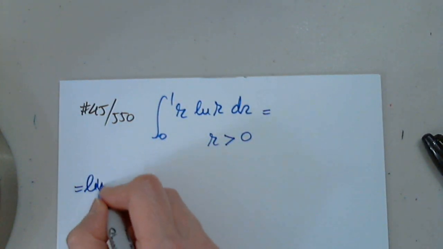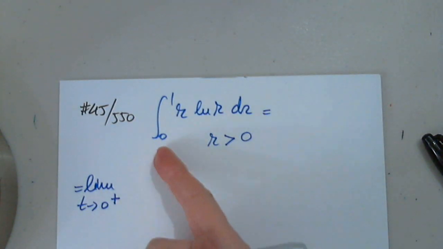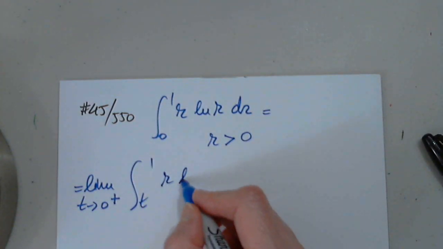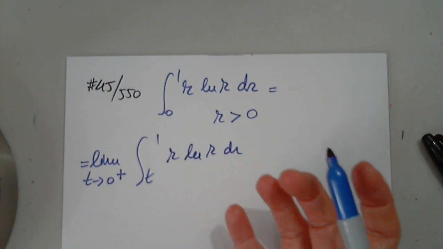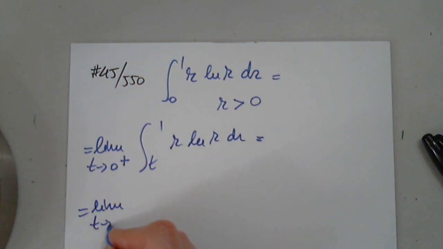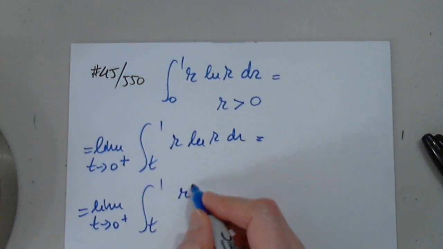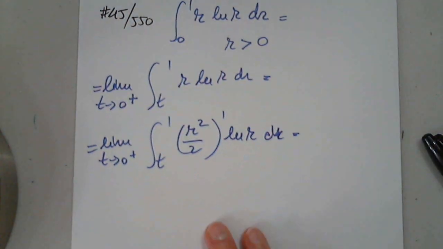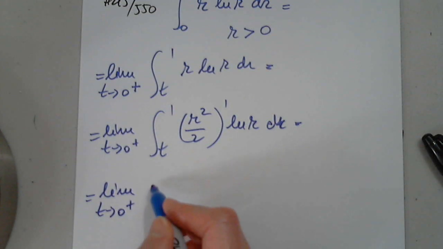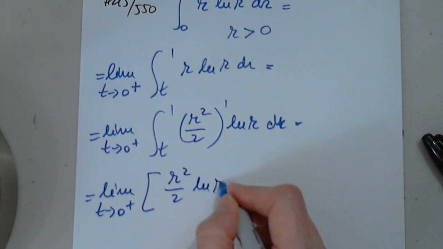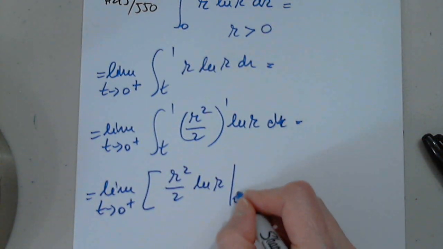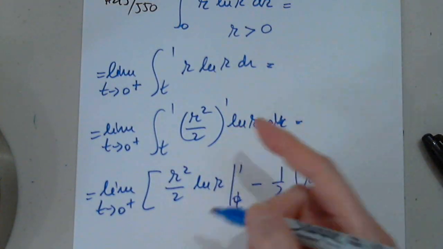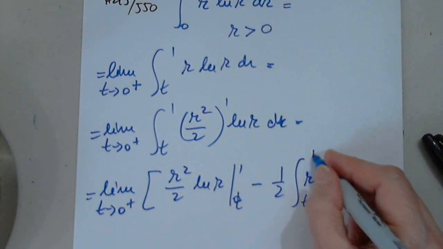So we will have to replace this with the limit as t approaches 0 from the right, with numbers larger than 0, from t to 1 of r natural log r dr. This is typical for integration by parts. So this is the limit as t approaches 0 from the right, from t to 1. I'll change this into r squared over 2 prime natural log r dr. Okay, so then we have the limit as t approaches 0 from the right, of r squared over 2 natural log r from t to 1, minus 1/2 the integral of r squared times 1 over r dr from t to 1.